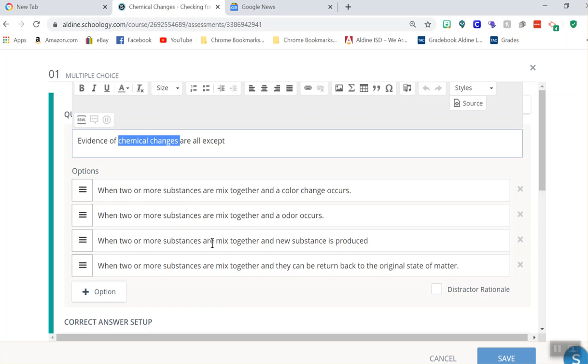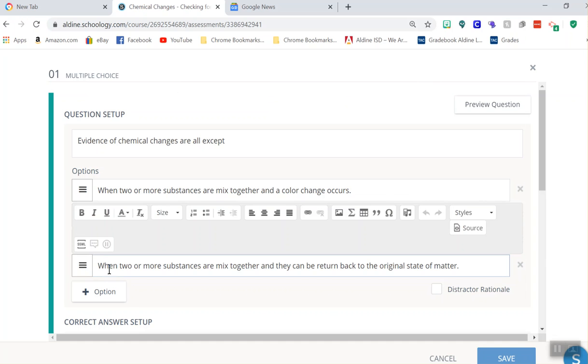When two or more substances are mixed together and a new substance is produced, yes, that would be a chemical change. And the next one says when two or more substances are mixed together and they can be returned back to their original state. Okay, that sounds like physical, because only physical changes can return back to their original state. So all our evidence except this one right here. All right, so that's the answer to that one.